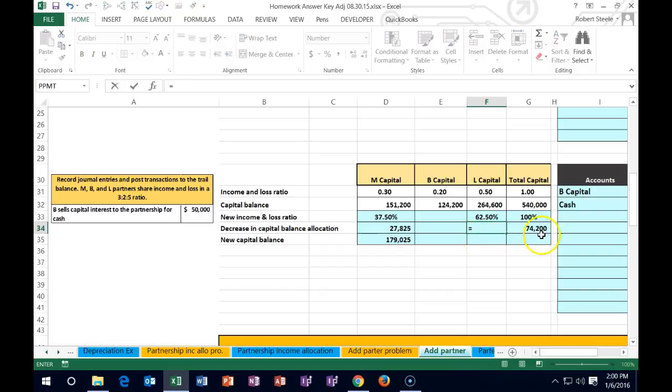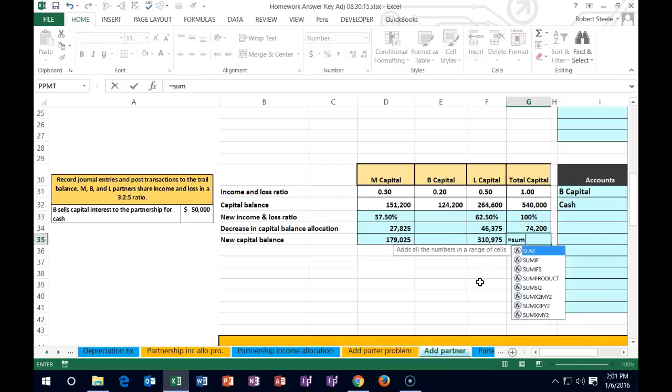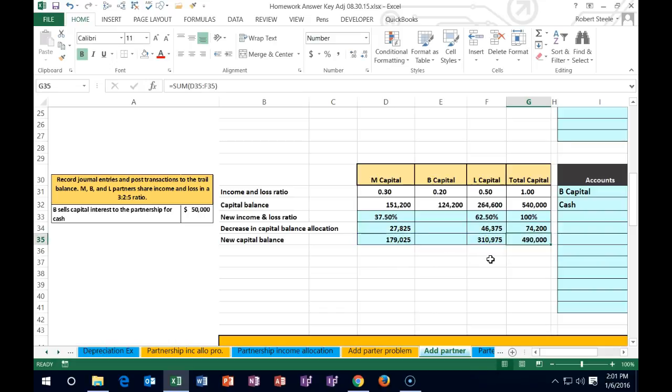And then we'll do the same thing over here in L. We're going to say this equals the 74.2 times the 62.5% and enter. So then we're going to say this equals what the beginning capital account was plus what it goes up by here. And there we have it. And then we're going to sum that up for the total capital account. We'll sum the 179.25 and the 310.975 total capital account here.